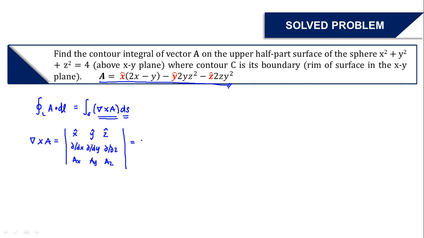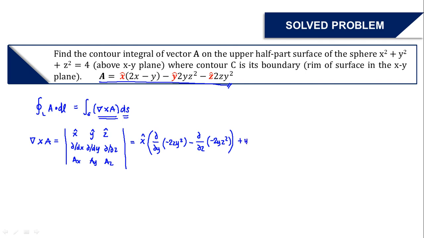So, isa-solve na natin. Ang magiging sagot natin is X hat times the partial derivative daw. So, nandito na ako ha. Partial derivative with respect to Y ng A sub Z. A sub Z is negative 2ZY squared minus the partial derivative, ito na yun, the partial derivative naman ng with respect to Z, so pagbabalik rin natin ng A sub Y. Ano yung A sub Y natin? Negative 2YZ squared.